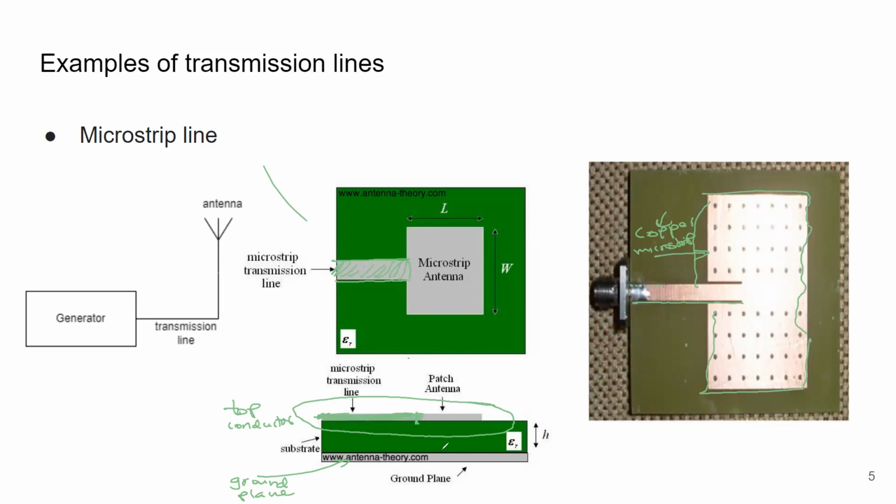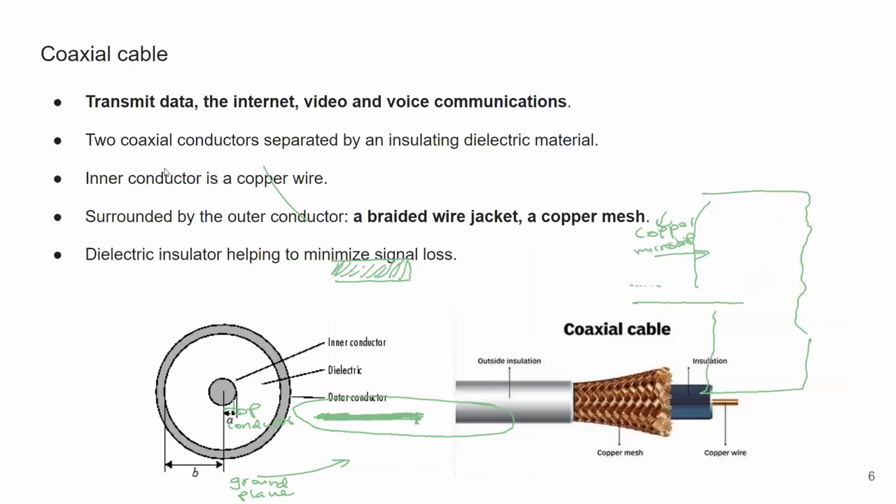So these are the places where we use transmission lines in a very frequent manner. Apart from that, we can also transmit electromagnetic waves using coaxial cables.